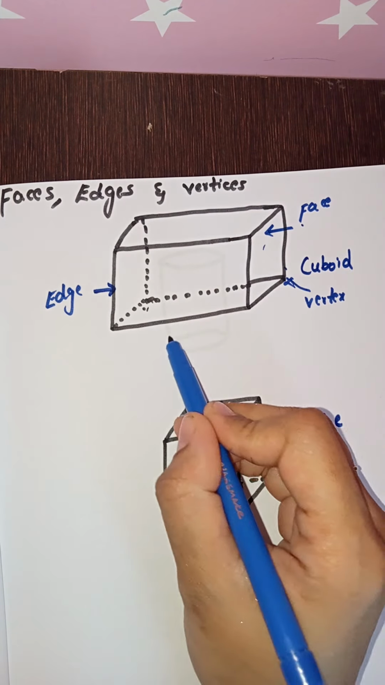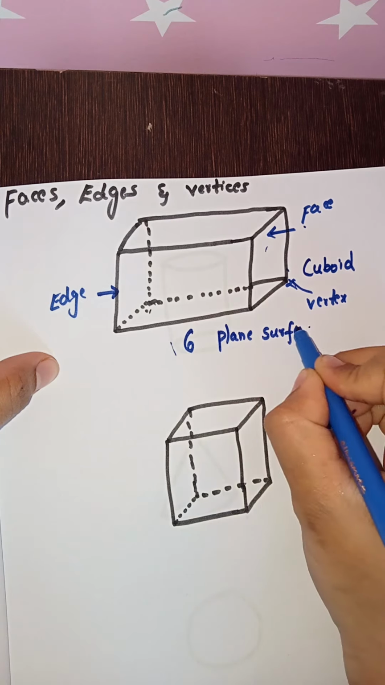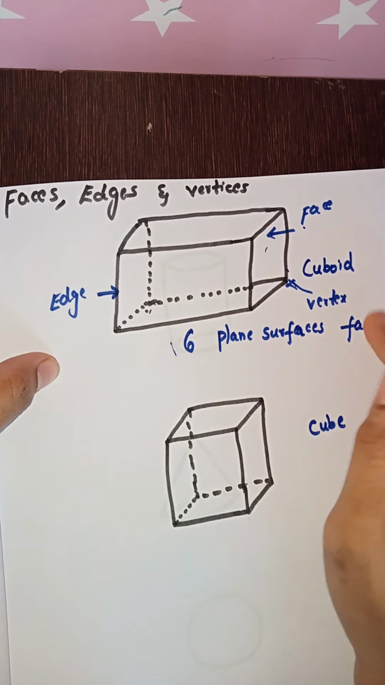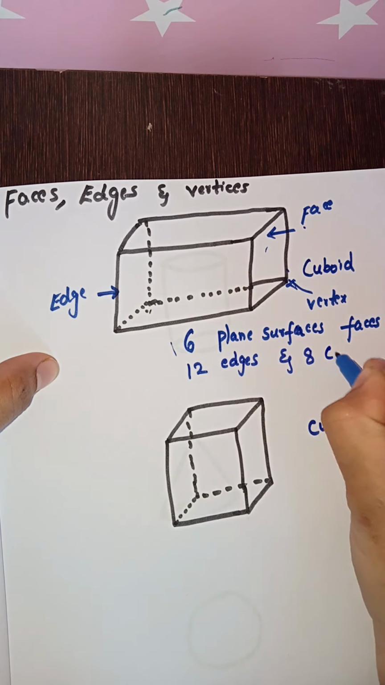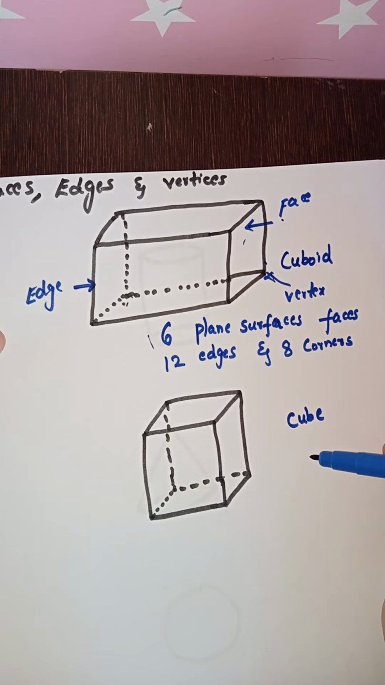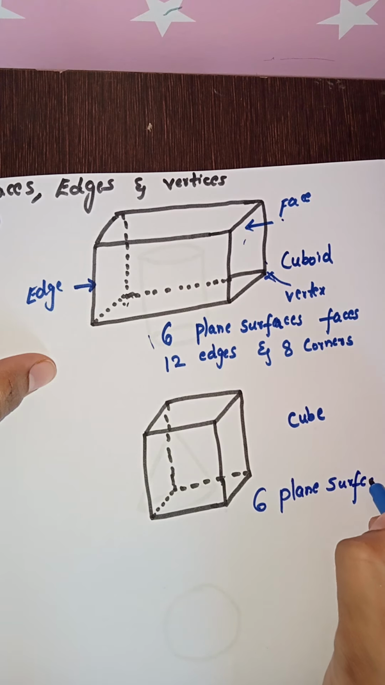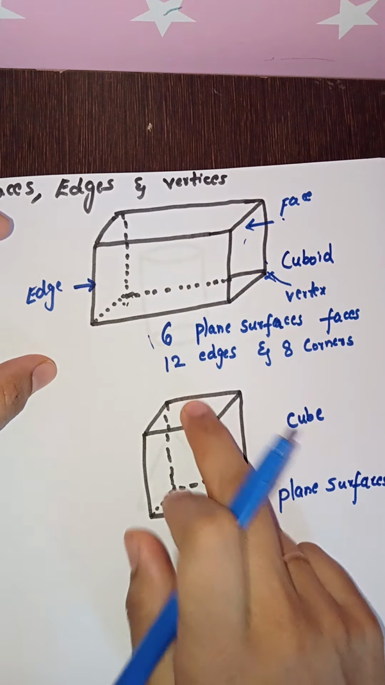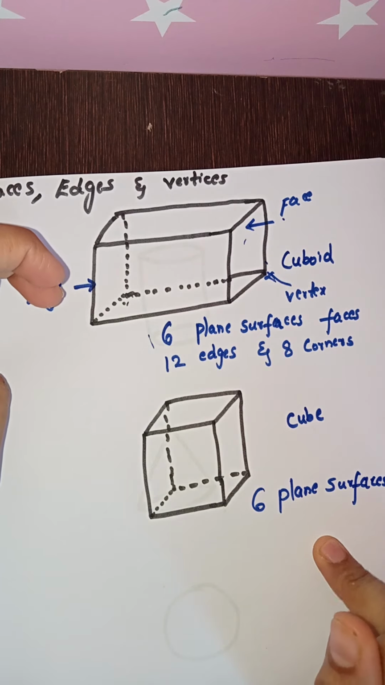A cuboid has 6 plane surfaces called faces. These faces are all rectangles. How many edges does it have? It has 12 edges and 8 corners, the other word for which is vertices. Similarly, a cube also has 6 plane surfaces. If you take a dice, you can see: 1, 2, 3, 4, 5 on the front and sides, and the back side is 6. So in total 6 plane surfaces, and they are all squares.